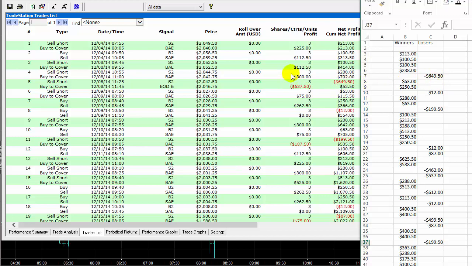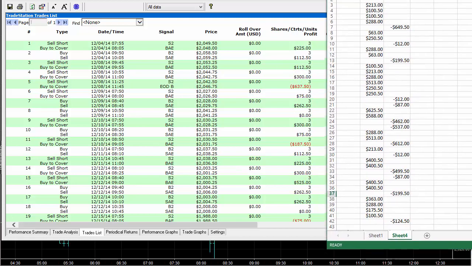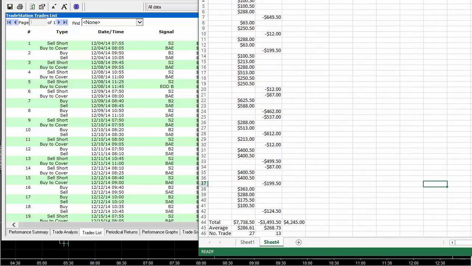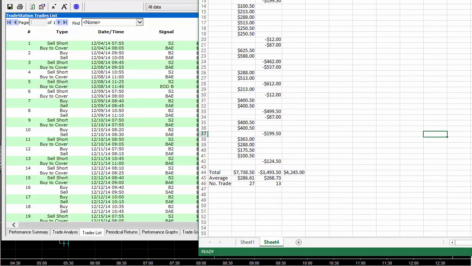Here are the losers. So what I did is I recorded every single win and loss on an Excel sheet, okay? And here's what we have with the Excel sheet. If I go down, you can see the total. We have a total of 40 trades, 27 wins, 13 losses, and the total, of course, is 42.45. Now, let's group these into $100 increments and see if we can generate the expectancy.